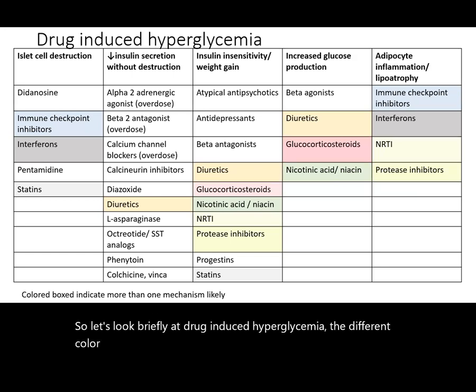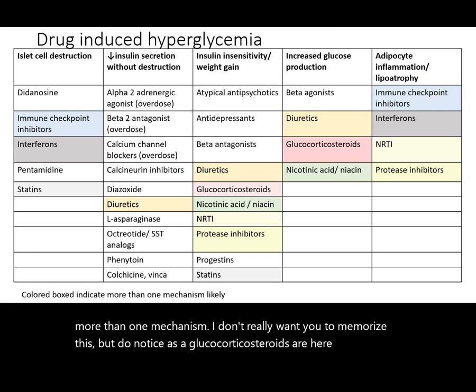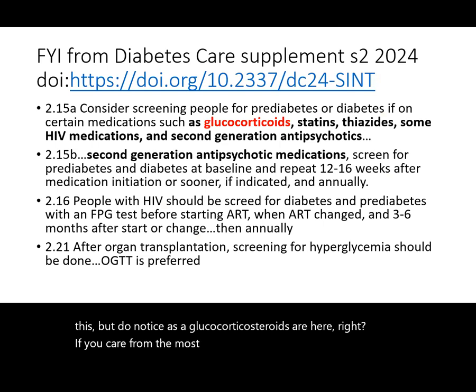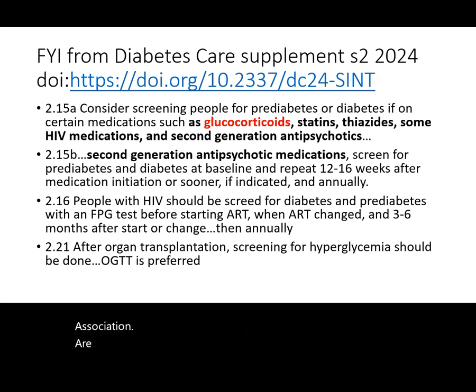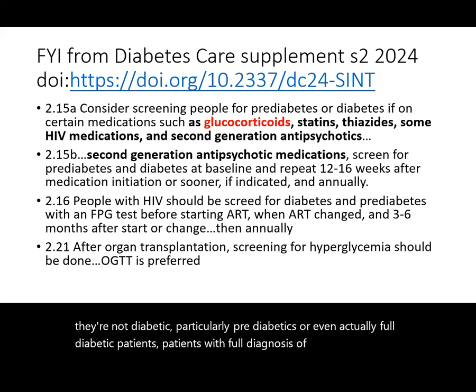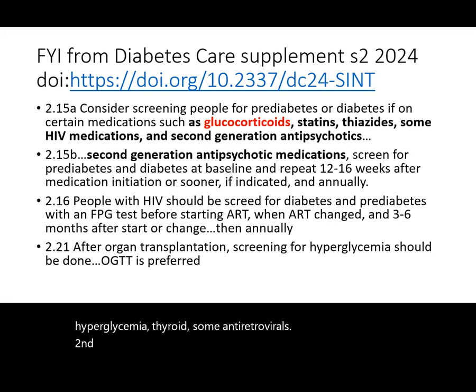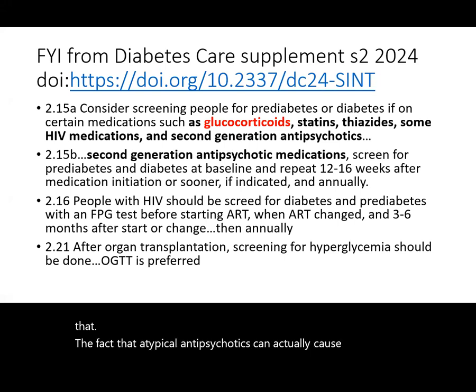The different colored boxes here indicate drugs that can cause hyperglycemia by more than one mechanism. I don't really want you to memorize this, but do notice that the glucocorticosteroids are here, right? If you care, the most current Standards of Care in Diabetes, published January 2024 by the American Diabetes Association, say let's watch these patients for hyperglycemia, even if they're not diabetic, particularly pre-diabetics, or even patients with a full diagnosis of diabetes. But notice what's in red: glucocorticosteroids. Statins can cause hyperglycemia, thiazides, some antiretrovirals, second-generation antipsychotics. And since you're in behavioral med right now, I'm pretty sure that you might get tested on the fact that atypical antipsychotics can actually cause full-blown diabetes mellitus, type 2 diabetes.